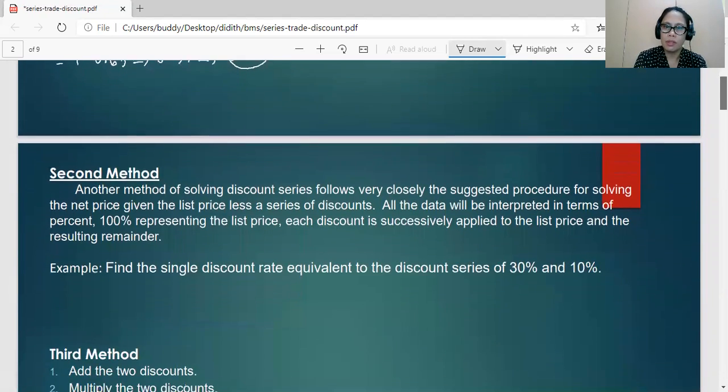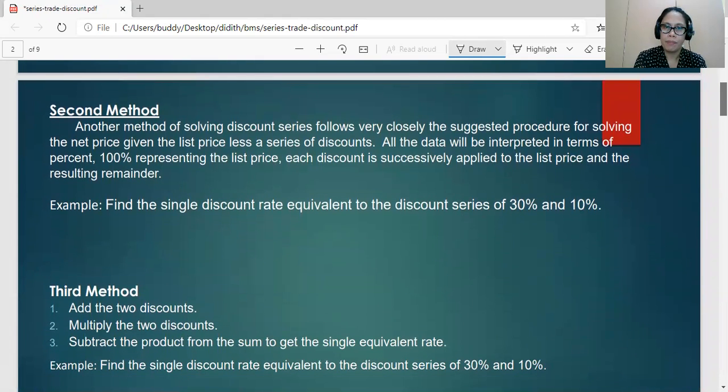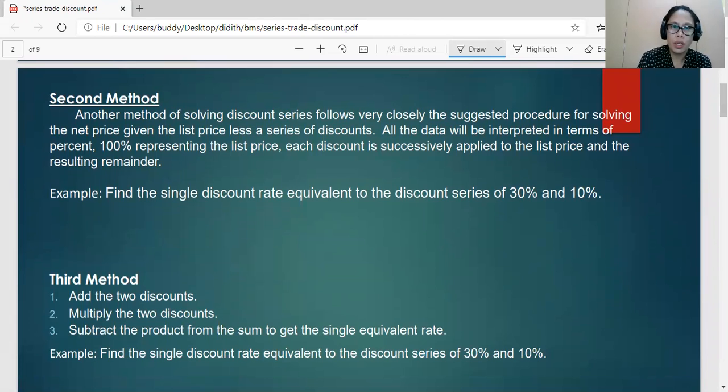Now the second method is we're going to compare this with the net price. Given the list price, we're going to list a series of discounts. All the data will be interpreted in terms of percent. Each discount is successively applied to the list price and the resulting remainder. So for example, we're using the same example as in the previous method, and we're going to convert this to its single discount rate equivalent.